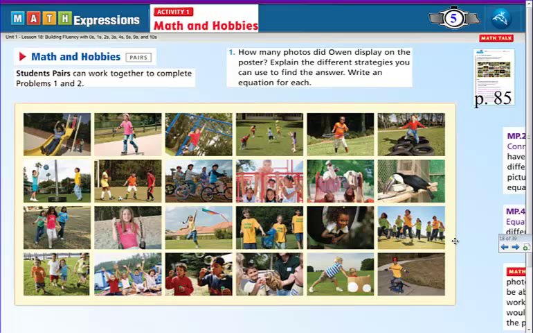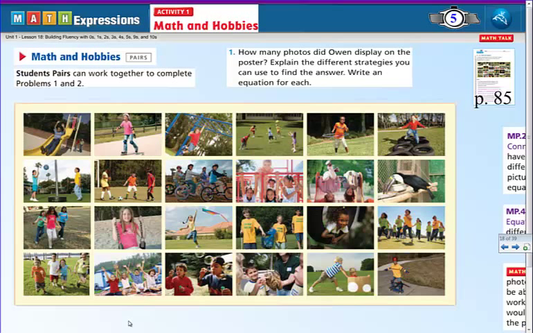Owen displayed all his pictures. And notice how he displayed them. He displayed them in an, what do we call this? We've got rows and columns. 1 column, 2 columns, 3 columns, 4 columns, 5 columns, and 6 columns. Times how many rows? 1, 2, 3, 4. Hey, that's an array. We could actually find out how many pictures there are by going 1, 2, 3, 4, 5, 6 times 1, 2, 3, 4.